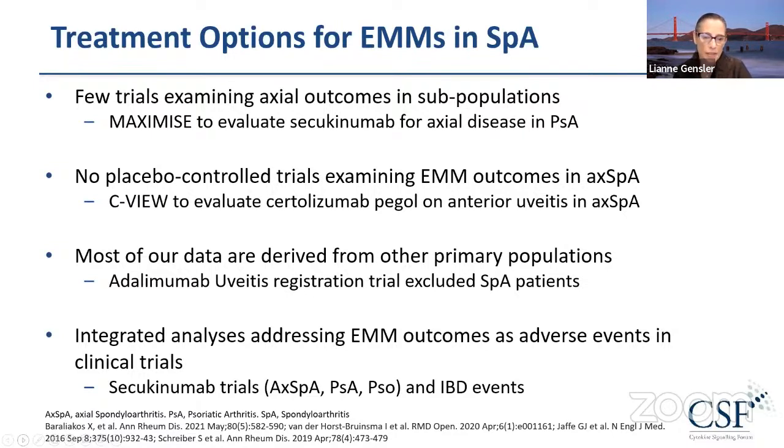And as I said, when you look at these outcomes, really what you're looking at is an adverse event in clinical trials and integrated analysis. An example of where this was done was a publication looking at secukinumab's impact on inflammatory bowel disease, integrating the clinical trials from axial spondyloarthritis, psoriasis, and psoriatic arthritis. My comment on that is, this did not show an increased event rate for inflammatory bowel disease. But of course, we know that the risk of developing IBD might be different in a patient with axial spondyloarthritis compared to a patient with psoriasis. And so it may not tell us the whole truth about some of these relationships.